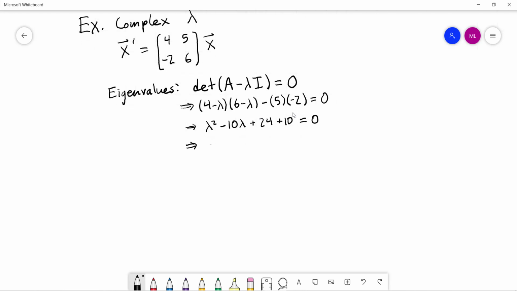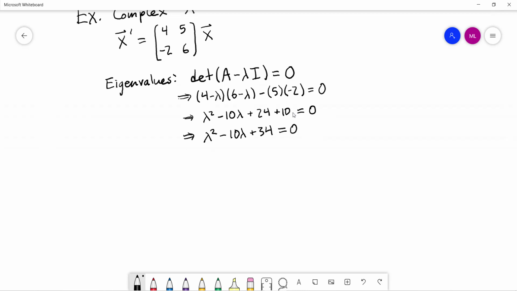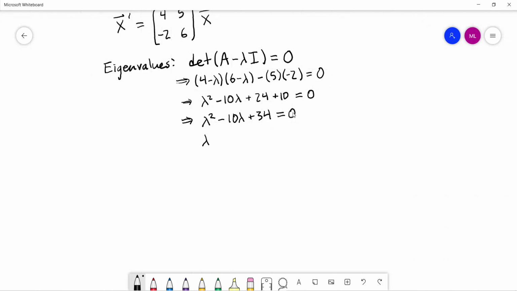So we know that in this case, it's not looking good for being able to factor this. We can either complete the square or use the quadratic formula. If I were to complete the square on this, we'd get lambda minus 5 squared. That would give me a plus 25, but I don't have a plus 25. I have a plus 34, so that's plus an extra 9. So an extra 3 squared. So there it is rewritten.